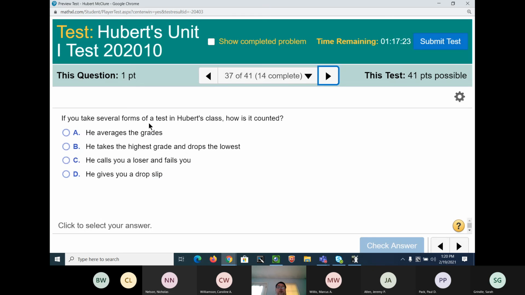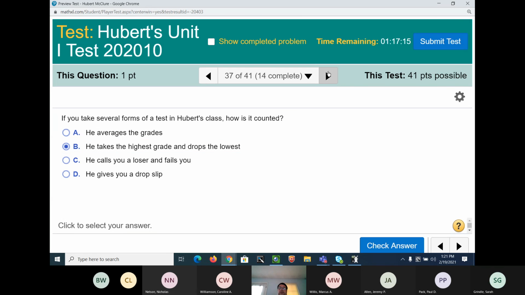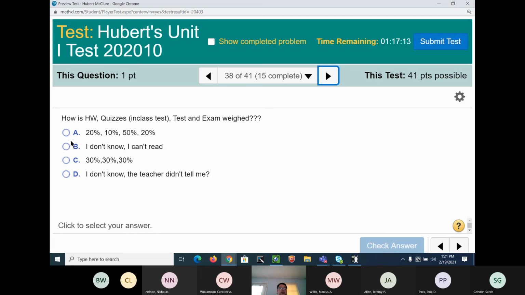If you take several forms of a test in Hubert's class, how is it counted? He takes the highest grade and drops the lowest 2 grades. This is the number 1 bonus question that students miss. Why is 30-30-30 not the answer? Because that's only 90%. It's only 90%.